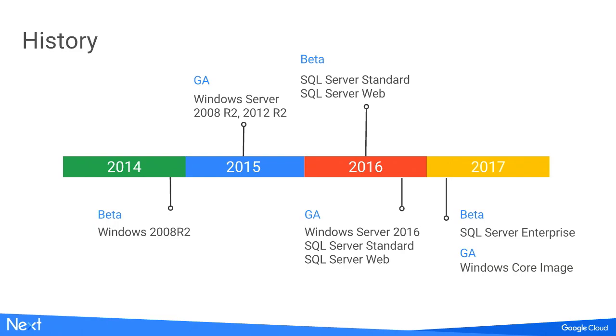Immediately after Microsoft announced the availability of Windows Server 2016, within a week, Google Cloud Platform was able to launch support for 2016 on Google Compute Engine. It demonstrated Google's commitment to enterprise customers. Early this year, we added support for SQL Server Enterprise, including Always On availability group support.